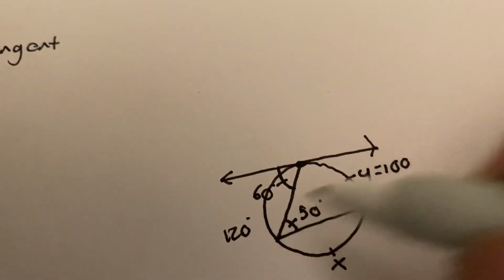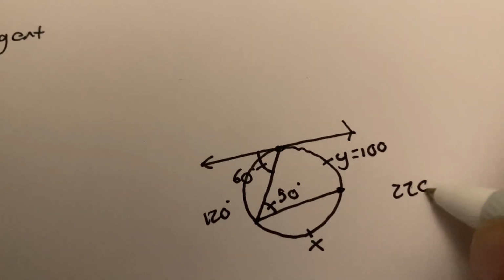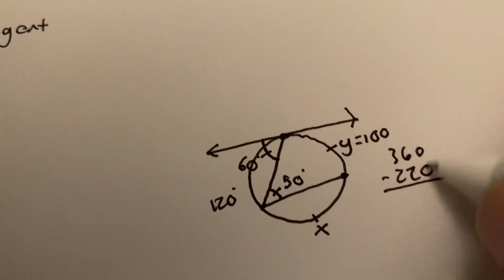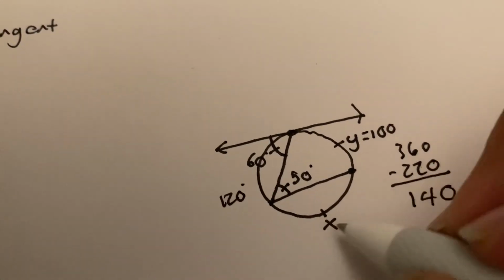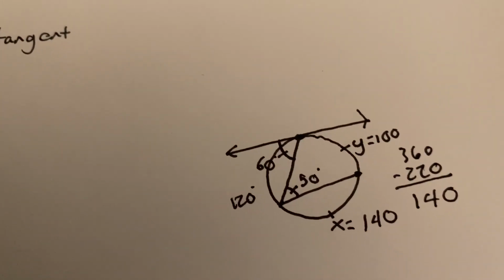And if that's 120 and that's 100, I have 220. And I know a circle is 360. So if I subtract, I'll end up with 140, which is what this one is, 140. And I'm done. That's it.